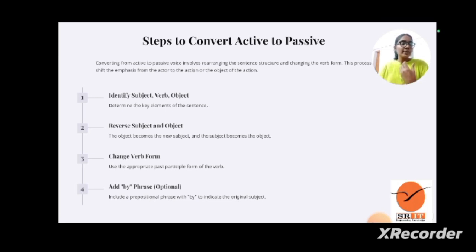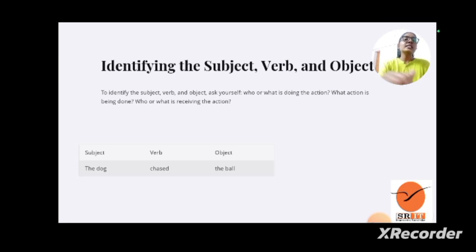And the third step is changing the verb form. If you want to convert into the passive voice, you have to convert the verb into the third form of the verb, and by is used as optional in some of the sentences. So let's see in detail how to identify subject, verb, and object. For example, the sentence: the dog chased the ball. Here the subject is the dog, the verb is chased, and the object is the ball. So here's what identifying the subject, verb, and object looks like.